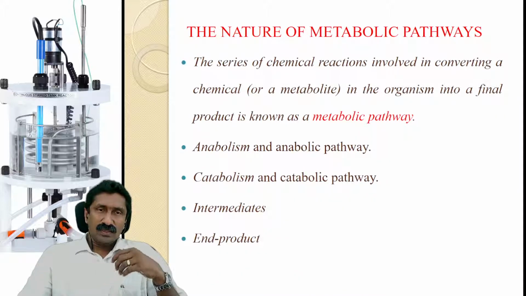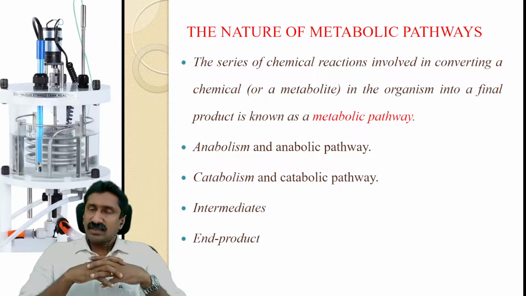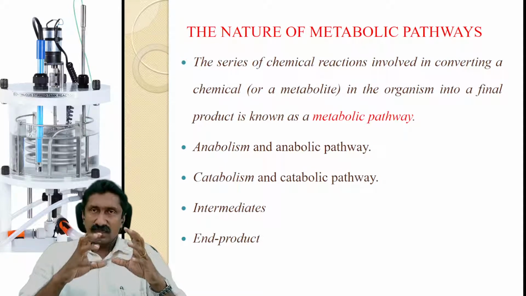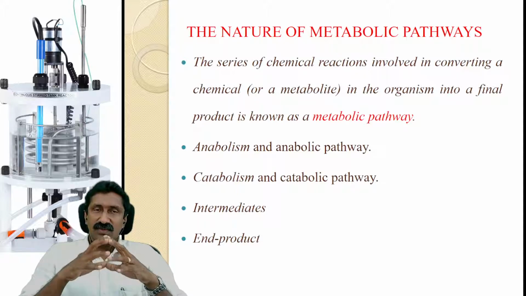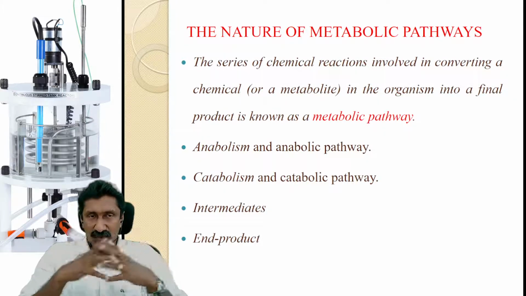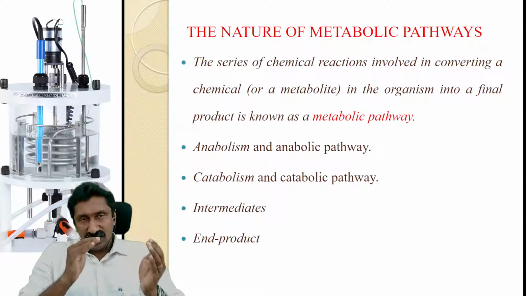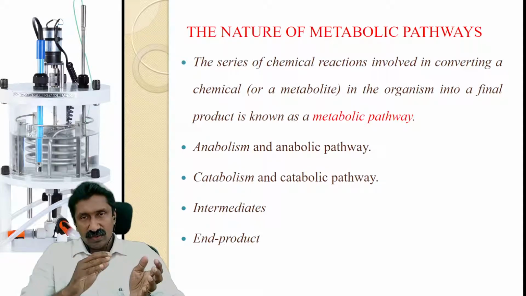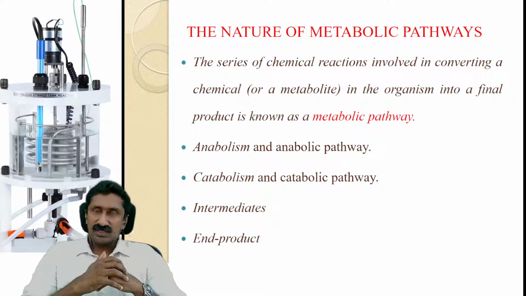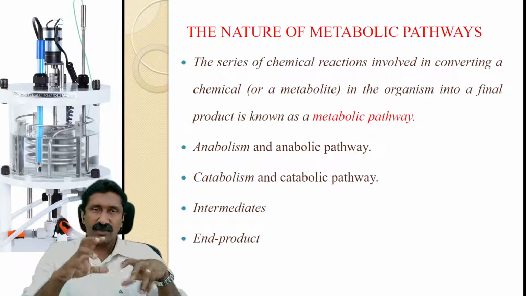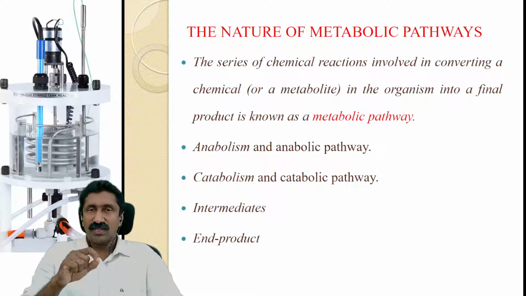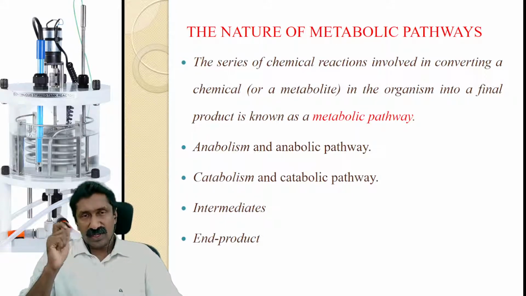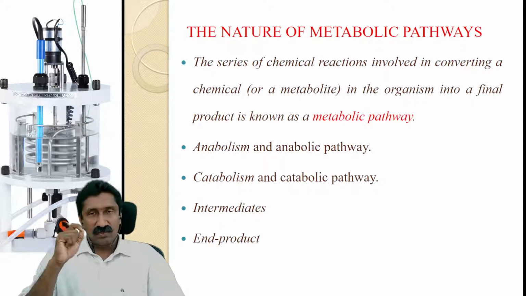Now, the series of chemical reactions involved in converting a chemical or a metabolite, you say, especially in the cellular context, we will say all the chemicals are basically metabolites. Okay, so converting a chemical or a metabolite in the organism into a final product is known as a metabolic pathway. So there is a series of chemical reactions which is required for converting one metabolite into a final product, and that series of chemical reactions is known as the metabolic pathway.